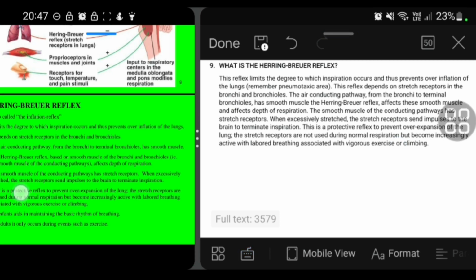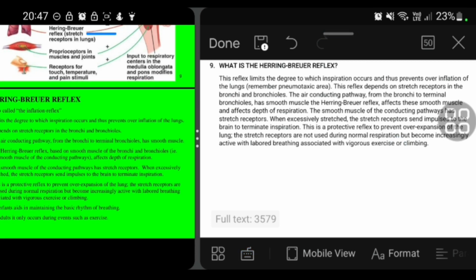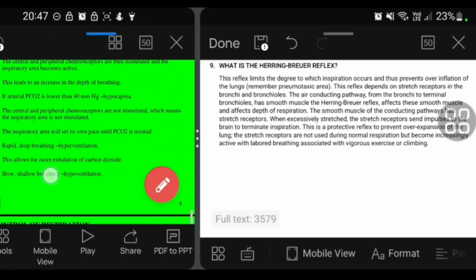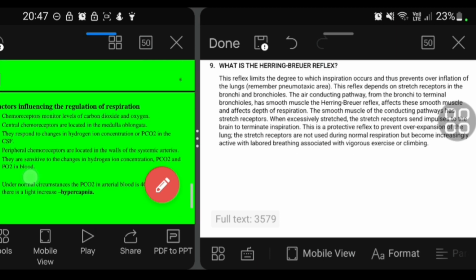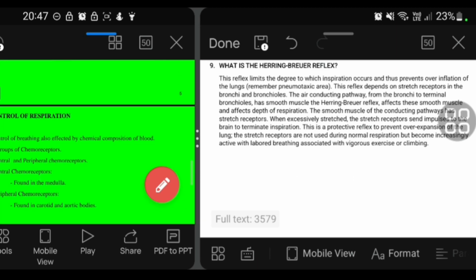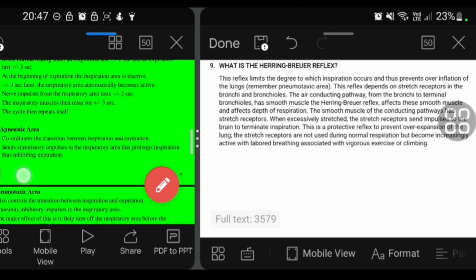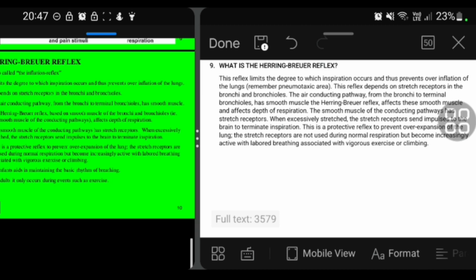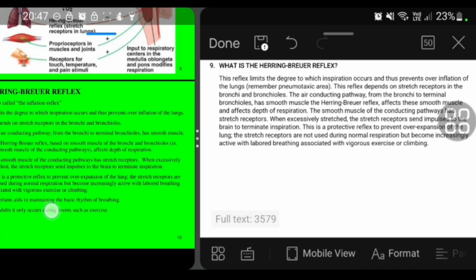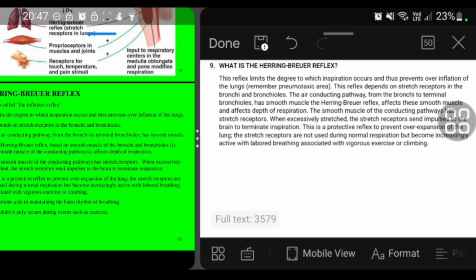This question is your Hering-Breuer reflex. So your respiration, we've noted that it's affected by your chemoreceptors. We've noted that it's affected by your neurons right at the top here with your apneustic areas. And the last thing that affects your respiration is this Hering-Breuer reflex, which affects the smooth muscles in your lungs. Obviously, your bronchioles and alveoli have got smooth muscle.